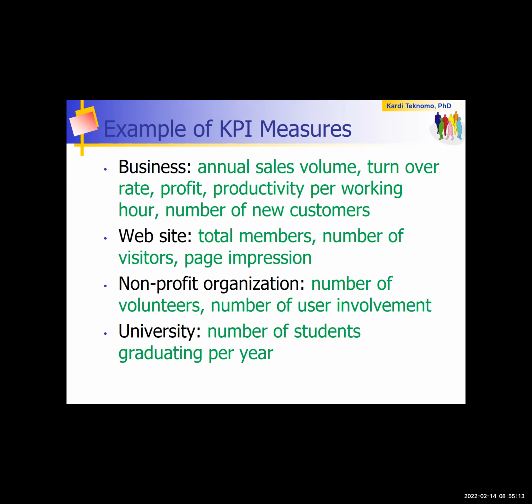So if you are creating a website, then you will talk about maybe the total members, the total number of impressions, page impressions, and so on. If you are an NGO, a non-profit organization, so probably talking about the number of volunteers, the number of user involvement. Say, if you are a university, probably you talk about the number of students graduating per year. So these are examples of KPI measure.